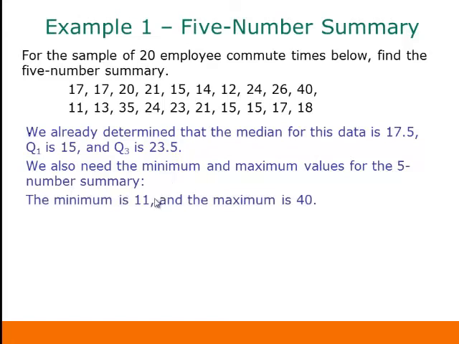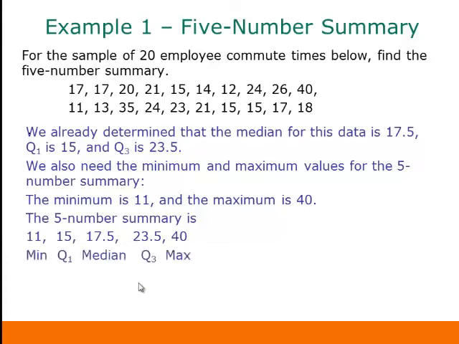So the minimum value is 11 and the maximum value is 40. So our 5-number summary is 11, 15, 17.5, 23.5, and 40. And again, this is the minimum, Q1, the median, Q3, and the maximum.